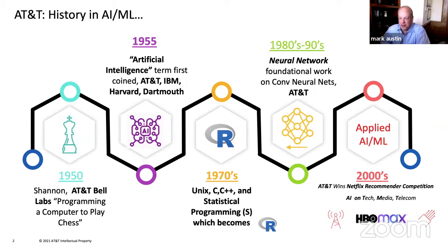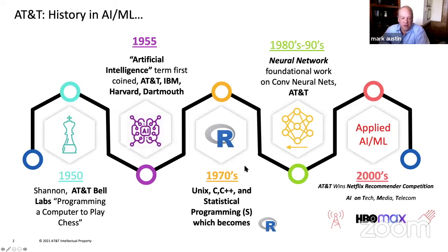I think it went back to 2012. Let me just rewind a bit before 2012 and talk a little bit about AT&T and the history of AI ML as well. So you could go back all the way to the 1950s. That's where some of the early work out of AT&T was looking at programming a computer to play chess. And then in 1955, believe it or not, the first time artificial intelligence was coined was also AT&T collaborating with IBM, Harvard, and Dartmouth.